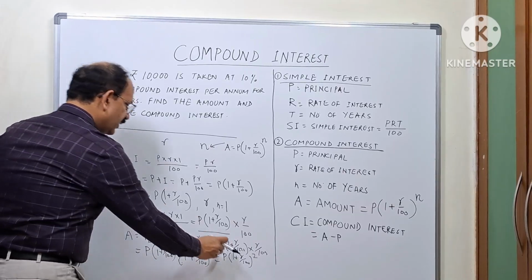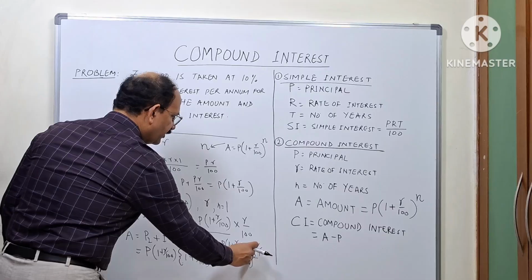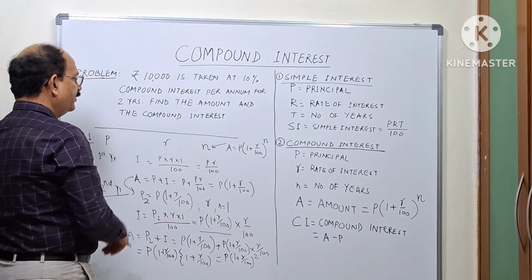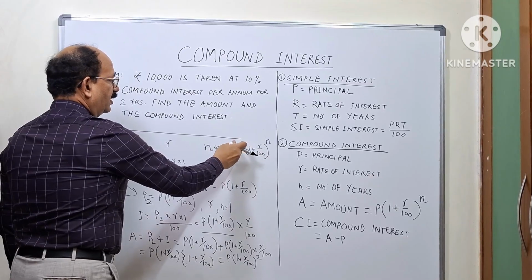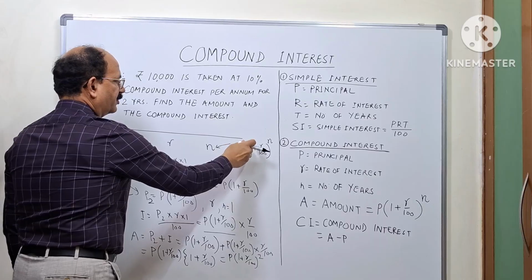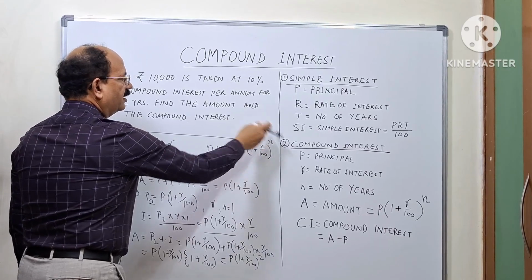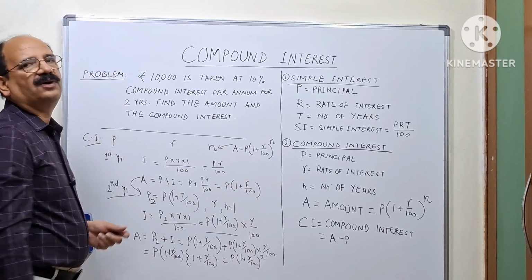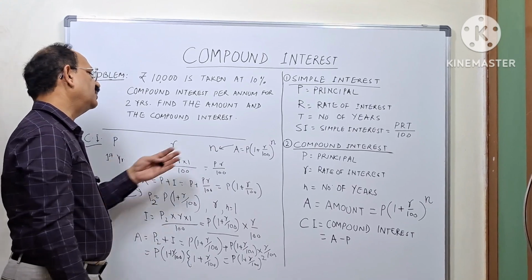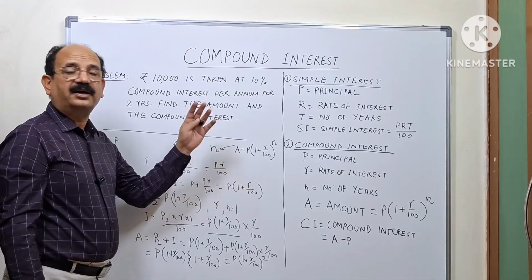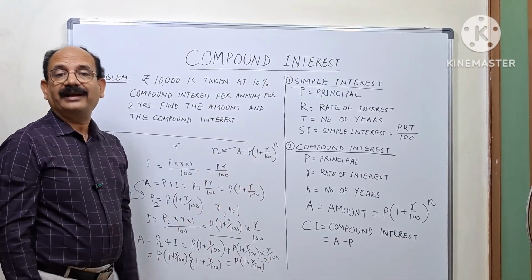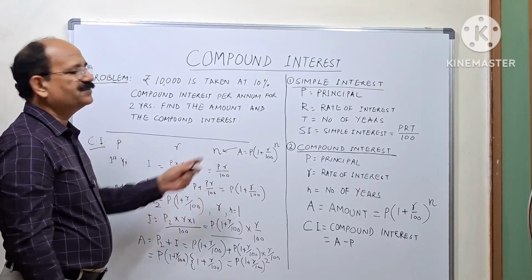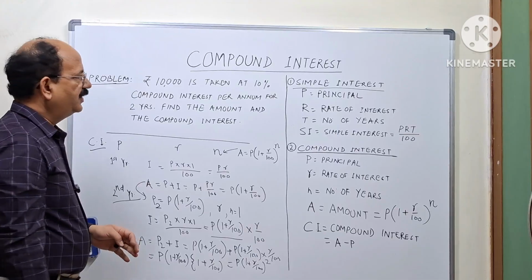For the second year, it is P multiplied by (1 plus R by 100) to the power 2. And therefore, for the nth year, the amount will be equal to P (1 plus R by 100) to the power n. That is how this formula comes. If you have to calculate the amount at the end of, say, third year, n will be equal to 3. For 10th year, n will be equal to 10. Okay, so that's how this formula comes, right?